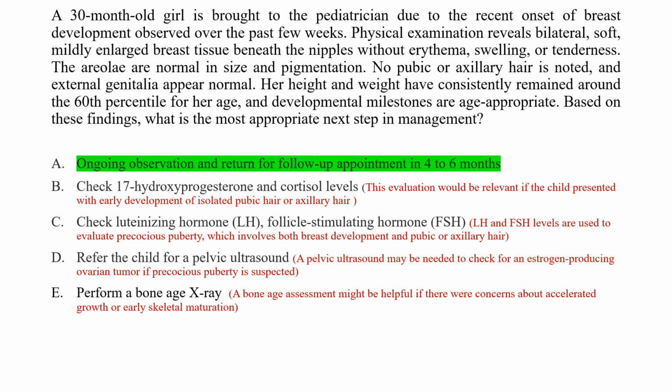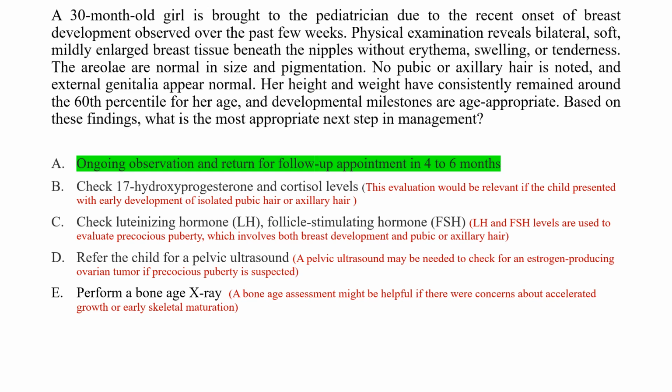Let's have a look at why the other options are incorrect. Option B is incorrect because checking 17-hydroxyprogesterone and cortisol levels would be relevant if there was isolated pubic or axillary hair development, which would suggest premature adrenarche or congenital adrenal hyperplasia. And option C is incorrect because LH and FSH levels are used to evaluate precocious puberty, which involves both breast development and pubic or axillary hair. Since this child lacks signs of advanced pubertal development, this hormonal test is irrelevant.